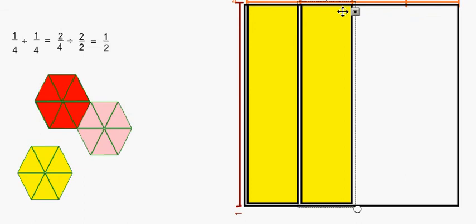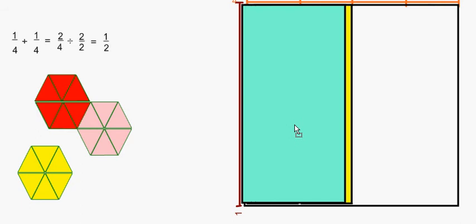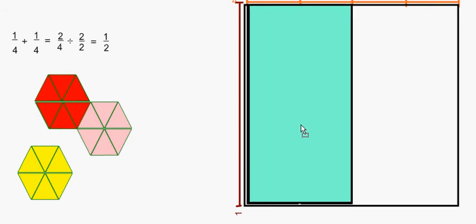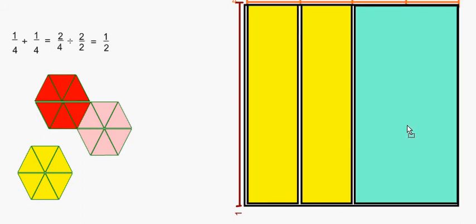We can see that the 2 yellows cover 1/2 of my square. And just to prove it, I can show that visually. So I've shaded in the other region, and I can see that if I do this, that covers my 2, and I do that, that covers the other piece. So therefore I can see again that that's 1/2. So I can show that 2/4 is equal to 1/2, and there's my reduced version of it.